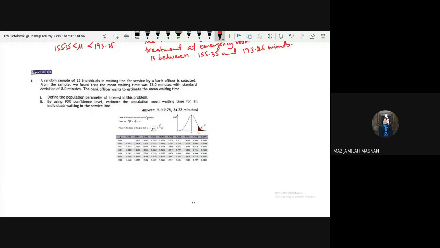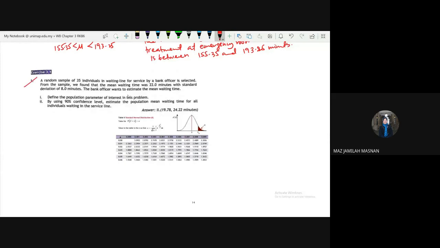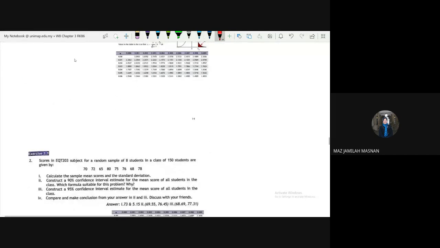Now, let's look at the exercise. Why don't we try exercise number 2? Because the exercise is a bit longer, so I want you to try exercise 8. So let's look at the second question. Score in EQT 203 subject for a random sample of 8 students in a class of 150 students are given by this one. Now, if you read it carefully, some of you might be confused. What does 150 students mean?